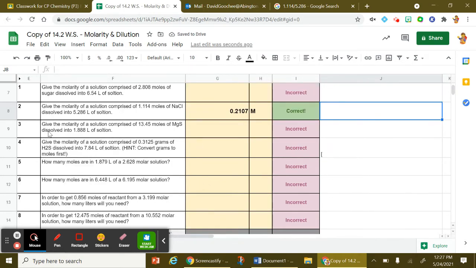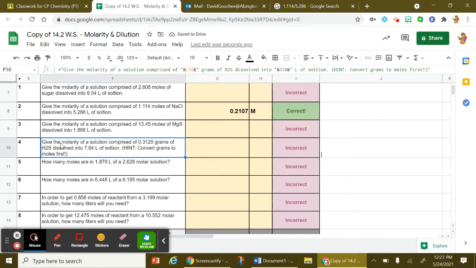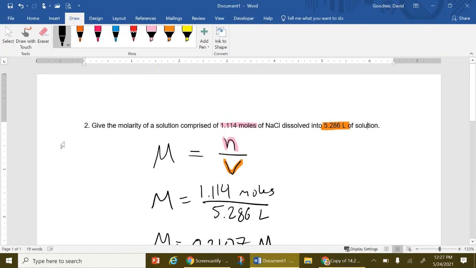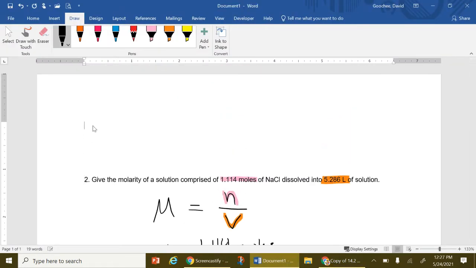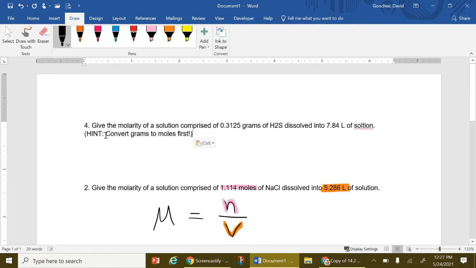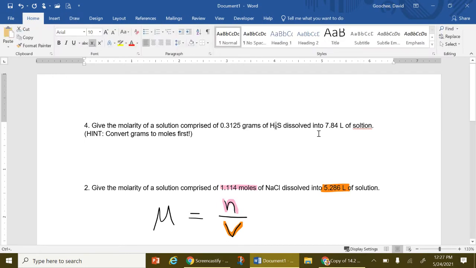Okay, let's try this next one. Number 4. Give the molarity of a solution comprised of 0.3125 grams of hydrogen sulfide, H2S, dissolved in 7.84 liters of solute.